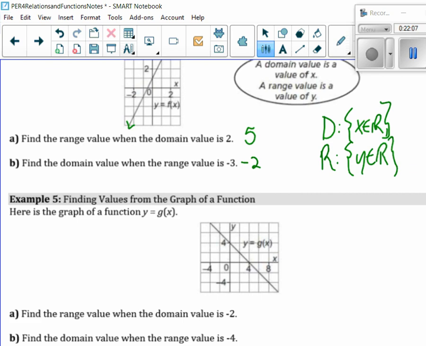Okay, let's keep going. We have one more here. Again, this is an arrow, right? So what's the range when the domain is -2? 6. Find the domain when the range is -4. 8. Okay. So give me a second here.